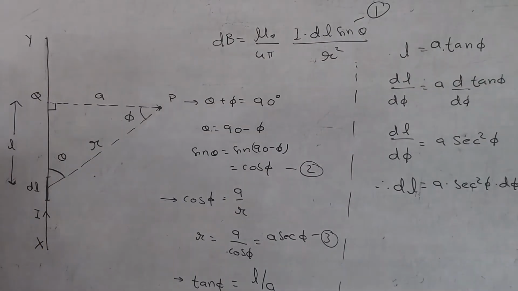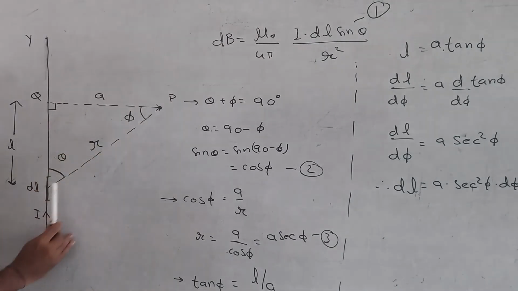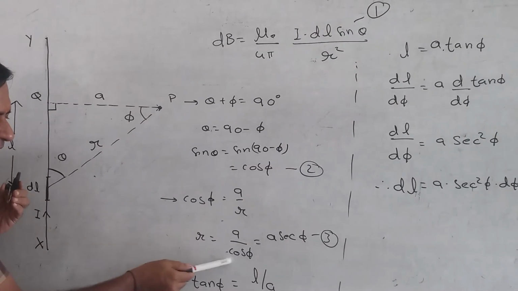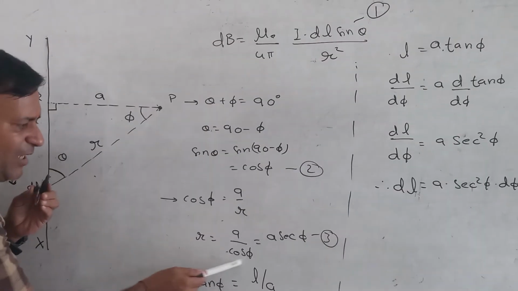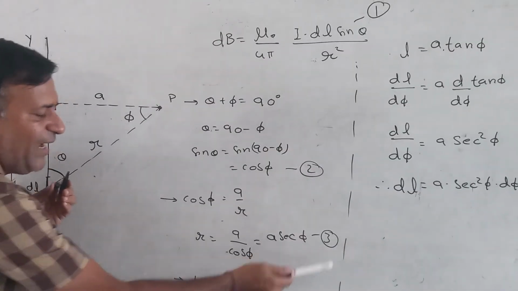Now again in the diagram, see cos phi. Cos phi is equal to a by r. What is cos phi? Adjacent side upon hypotenuse. So this is phi, the adjacent side is a, the hypotenuse is r. So cos phi is equal to a by r. What is r? r equals a upon cos phi. 1 by cos phi is equal to sec phi. So r is equal to a sec phi.